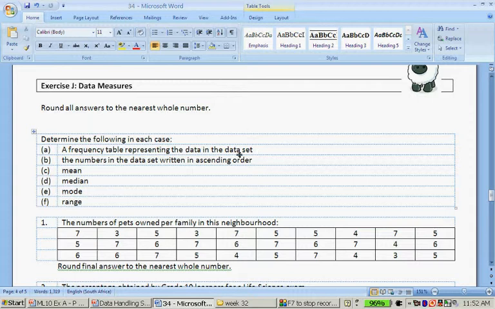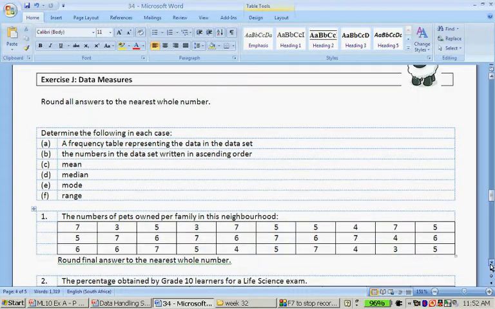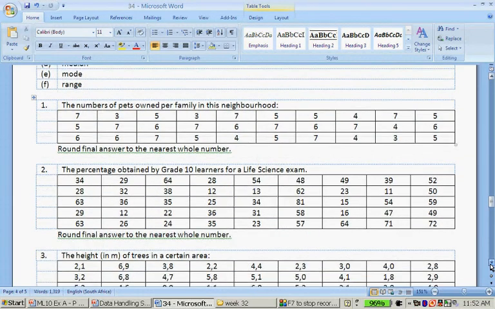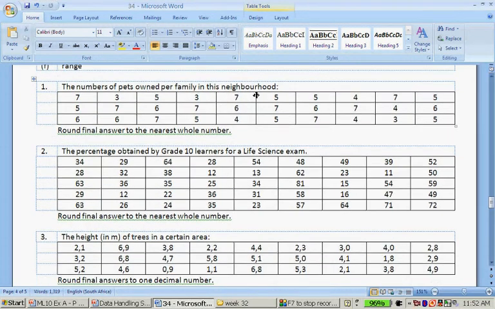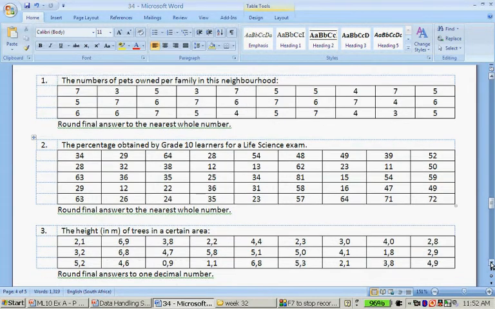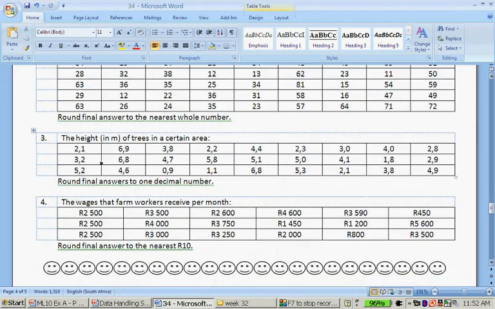Math literacy video. Right. You have to use the data and do a frequency table. You have to write the numbers in ascending order. You have to calculate the mean, median, mode, and range. Right, so now the data, number one is about the number of pets, number two the percentages obtained, number three the height in millimeters of trees, and number four the wages of farm workers.